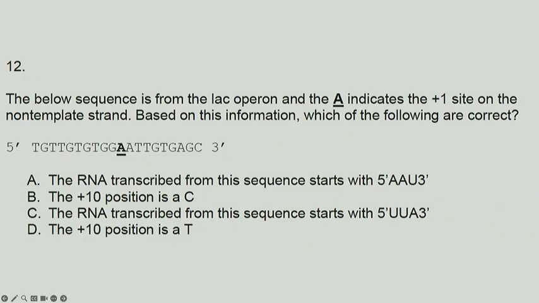On the template strand, the plus direction is 3' to 5'. On the non-template strand, the plus direction is 5' to 3'. But the way the polymerase actually works is by moving up the 5' direction on the template strand while laying down complementary RNA that's going 5' to 3', because that has to be the direction of what the complement is.